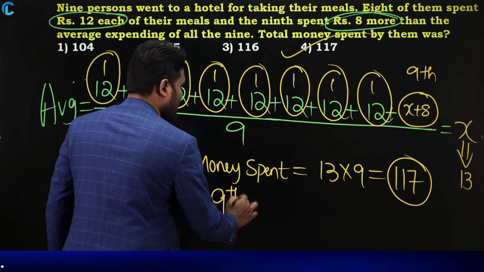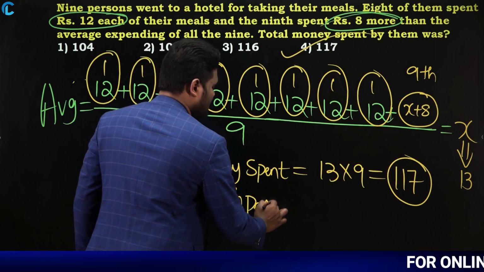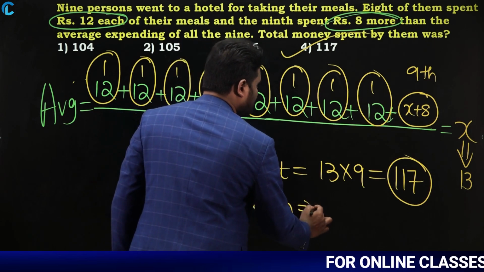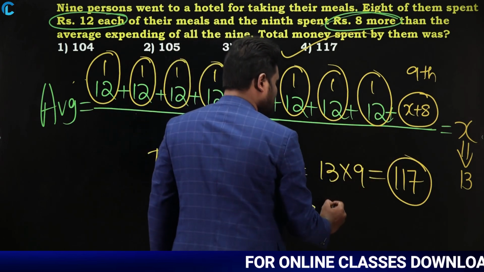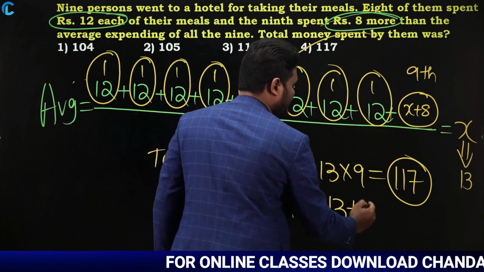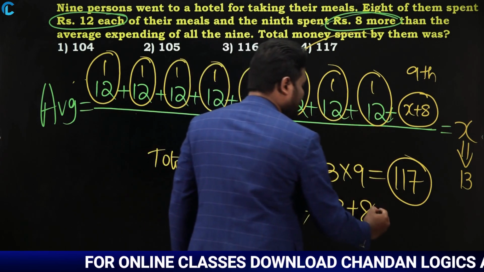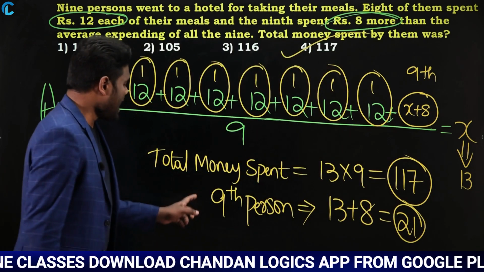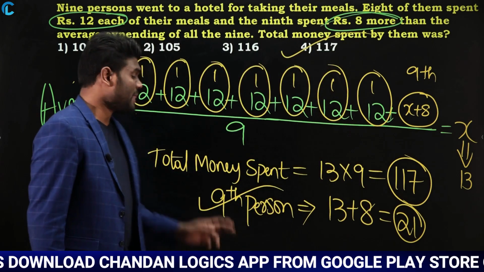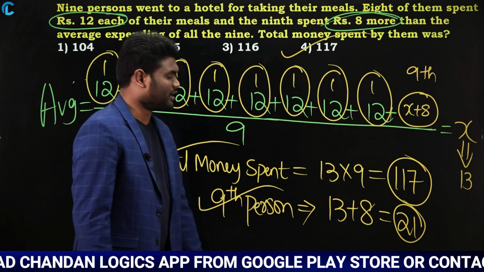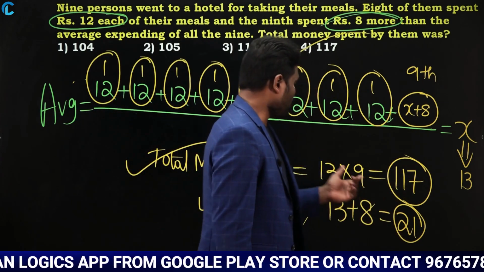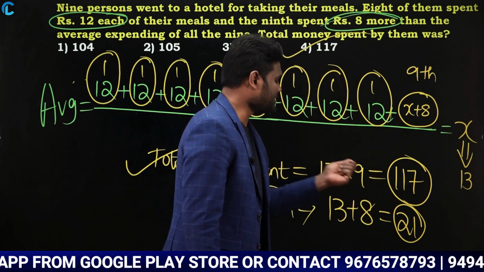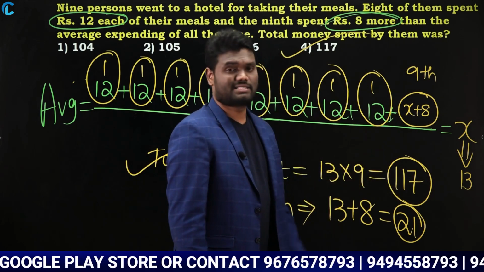Sometimes they will ask how much money the ninth person has spent. For the ninth person, the average is 13 and the ninth person has spent 8 more than average. So 13 plus 8, you need to say it as 21. If the question is how much money was spent by the ninth person, the answer is 21. If the question is total money spent, it is 117. Why? Because the average is 13 and the number of persons is 9. 13 into 9, you can say the answer is 117.